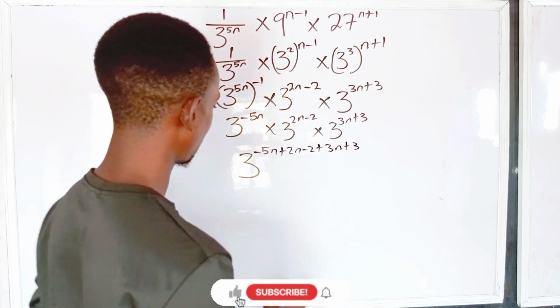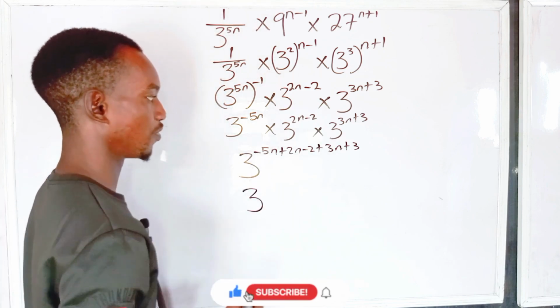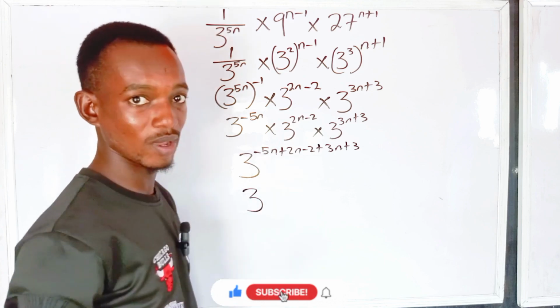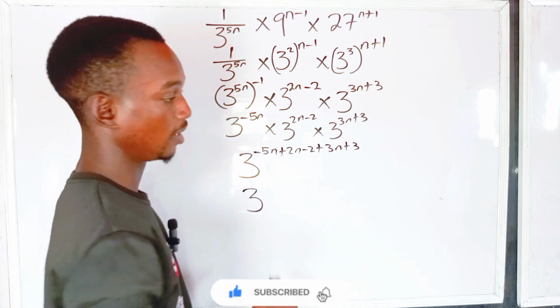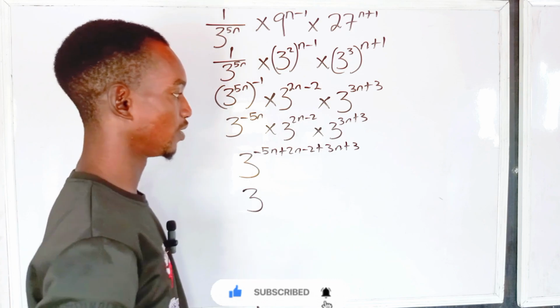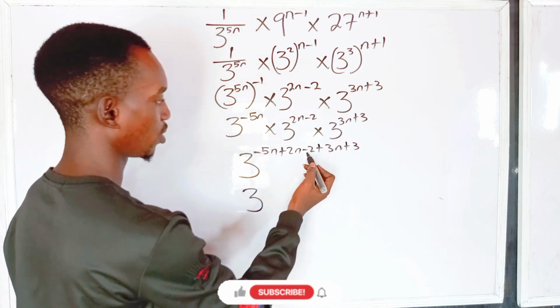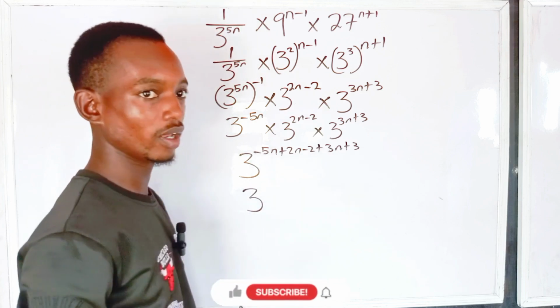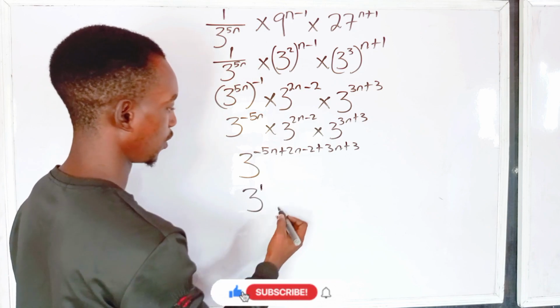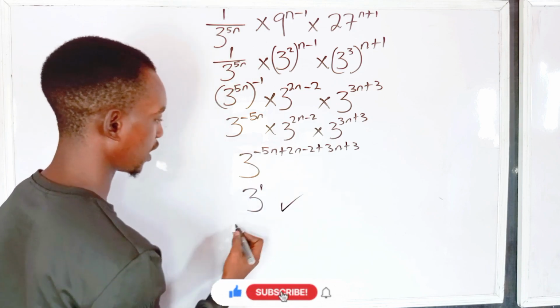As simple as that. Then here, we now simplify. Negative 5n plus 2n gives us negative 3n. Negative 3n plus 3n gives us what? 0. So the power of n has gone like that. So now we have negative 2 plus 3. That gives us what? 1. So 3 to the power of 1 is our final answer.